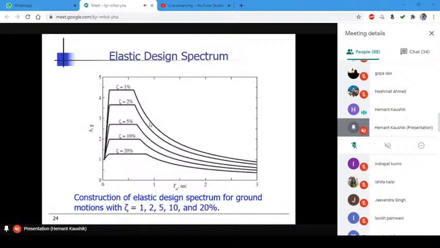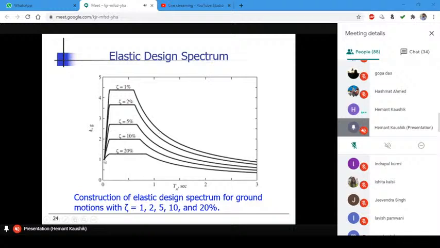Now this is the elastic design spectrum. This is not the design spectrum of our IS code, but this is how the design spectrum looks like. It is there for different values of damping. So this is for 1% damping, 2%, 5%, 10%, and 20%. So look at the shape.